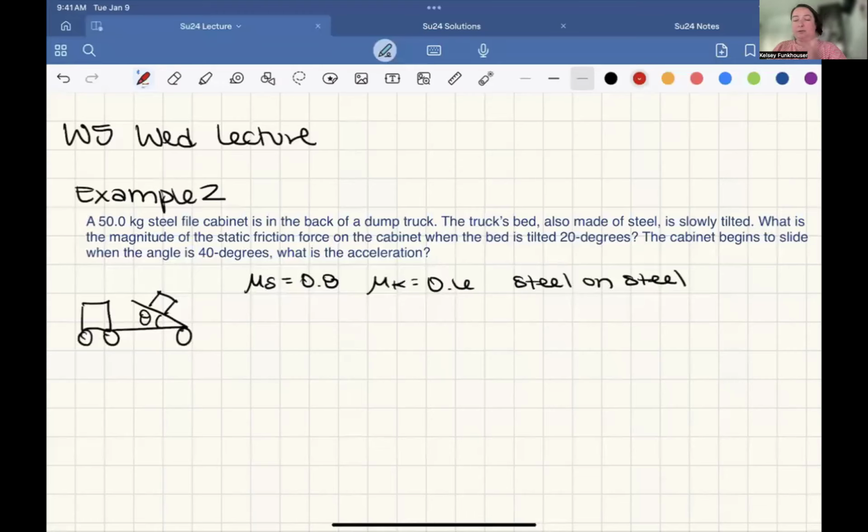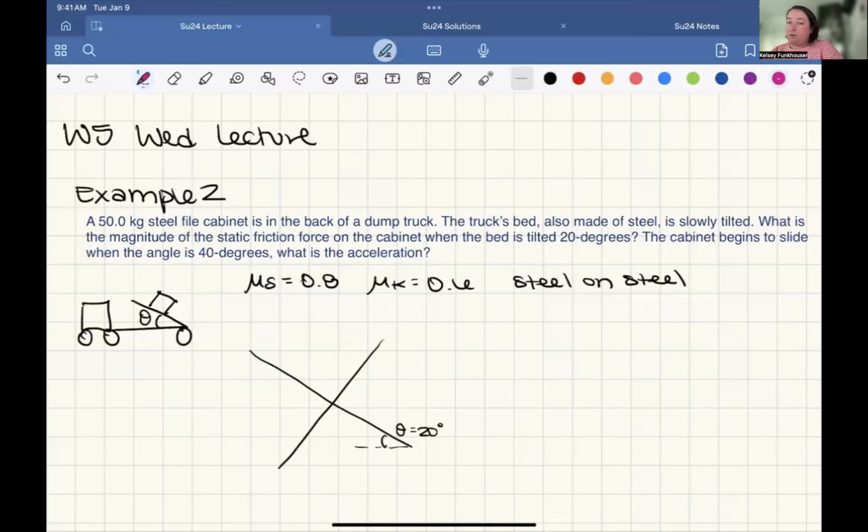So I already gave us some stuff, so I drew the picture. And then I also got the coefficients of friction for steel on steel when it's dry, because it doesn't say it's like pouring down rain or something. So now this is when it's at 20 degrees. So free body diagram at an angle. Here we go. This is theta equals 20 degrees.